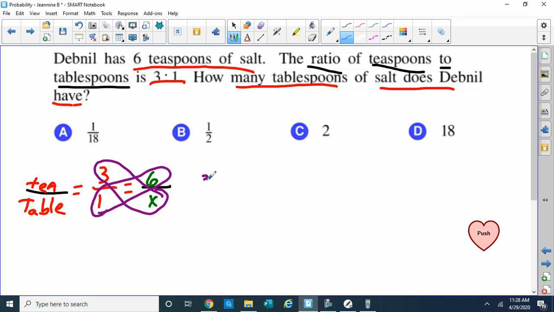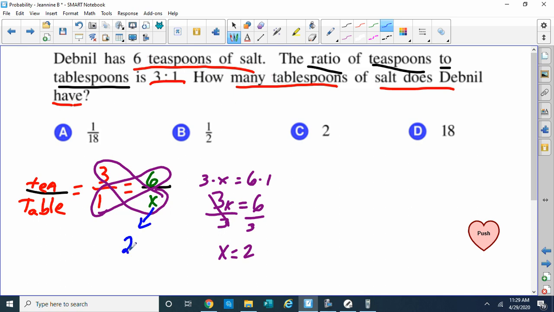So we have 3 times X equals 6 times 1. 3 times X is 3X. 6 times 1 is 6. Divide by 3. Divide by 3. 3's cancel out. X equals 2. And if you remember, we said X was our tablespoons. So that would be 2 tablespoons.